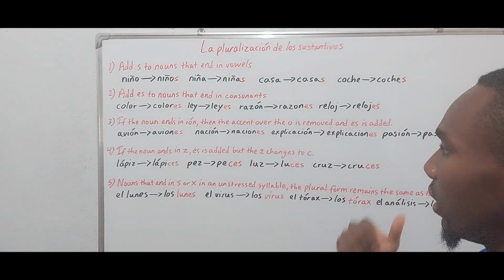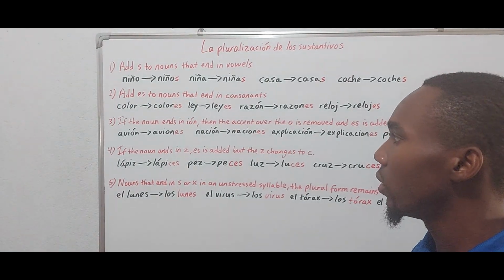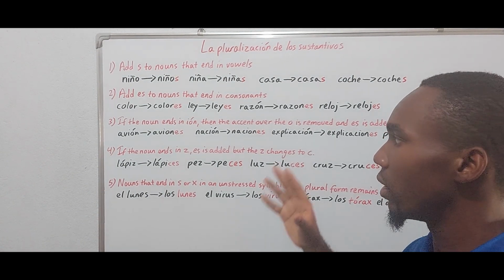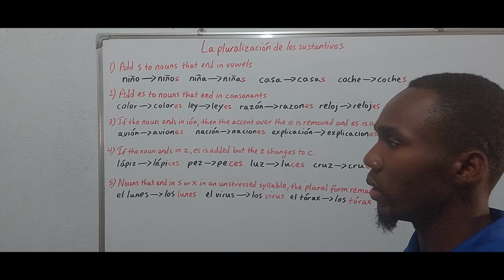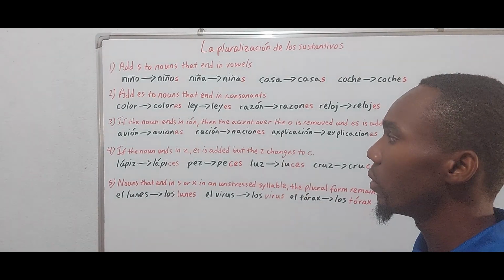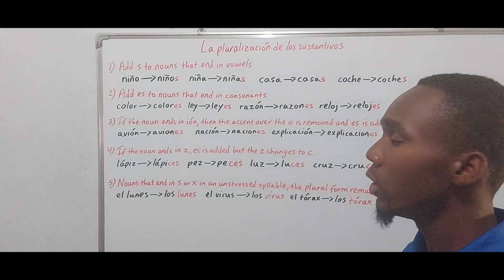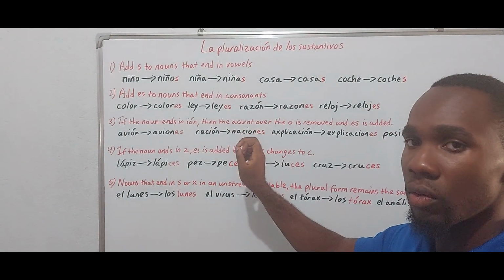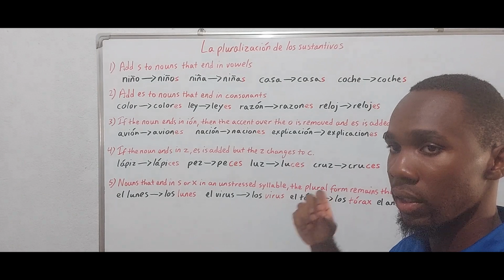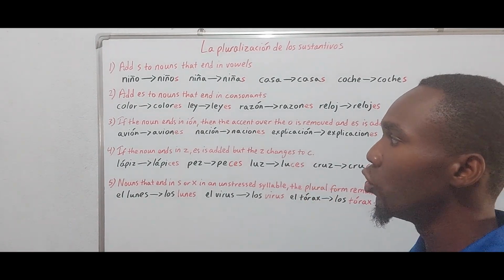So as you see in these examples, the only changes that were made were that the tilde was removed from the o and es was added. So if it ends in ión, we remove the accent on the o and add es, okay? So that is regla número 3.